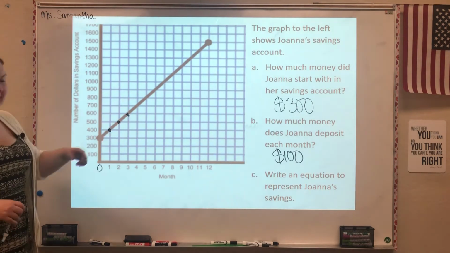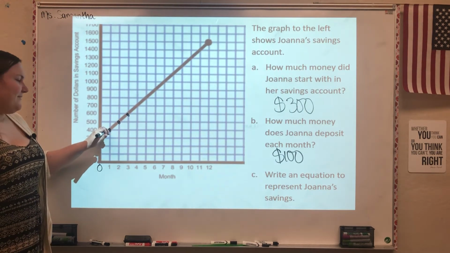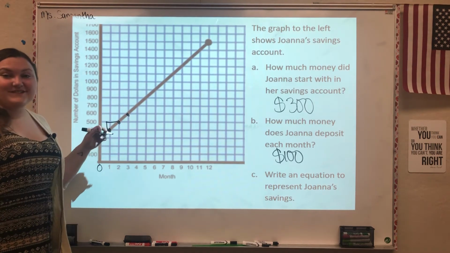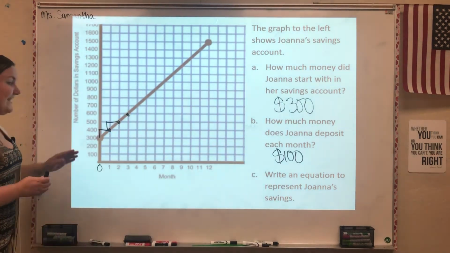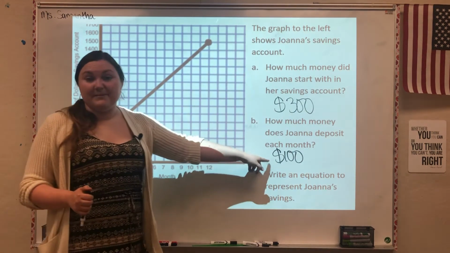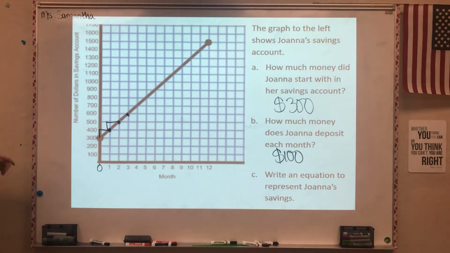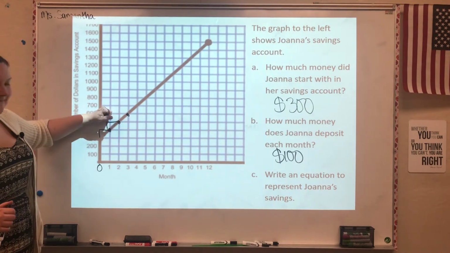Well, what we were looking at a moment ago is how much it's rising every 1 month. We're looking at the rise over run. We're looking at the slope. $100 is the slope of the line. It's telling me this line is going up. Positive number means it's going up. It is going up $100 every month. That line is increasing $100 every month, each time.